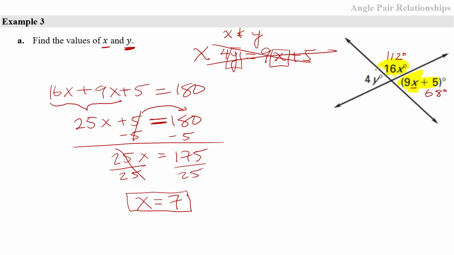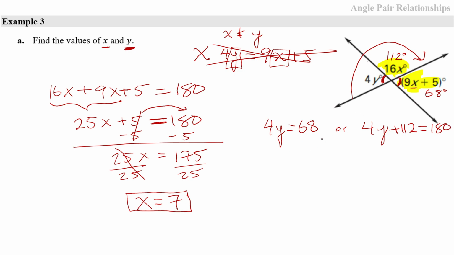You can either say, hey, 4y has to be equal to 68 because together they form vertical angles, and vertical angles are equal. So 4y has to be 68 degrees. Or you can also say 4y plus 112 must be 180, and solve either one.